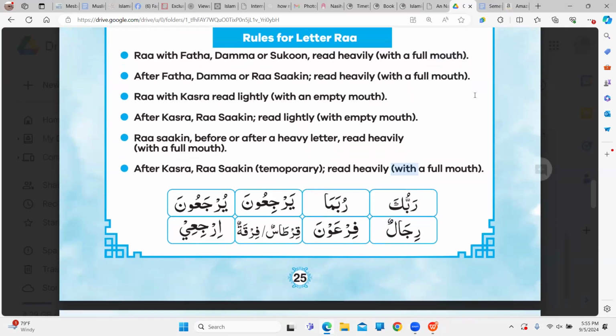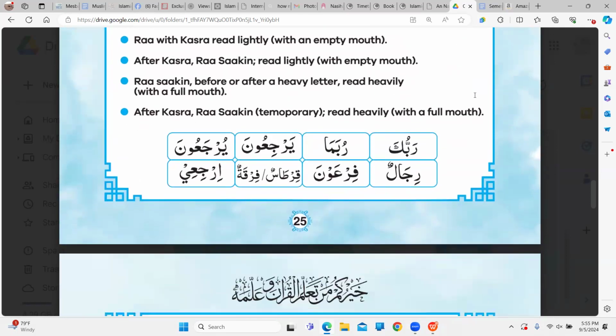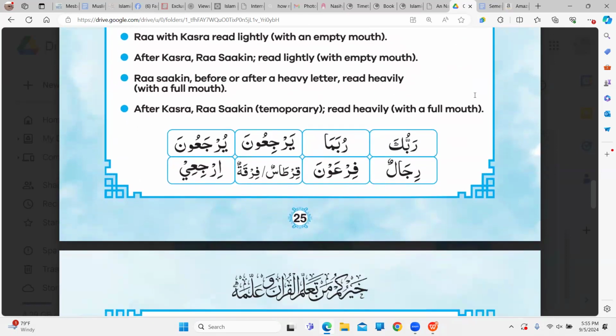Okay. So then you have ra sakin before or after a heavy letter. Anyway, this ra sakin is actually a hard concept. So I think that you will have to eventually do more and more examples before they fully grasp it. But for now, you can just mention some basic points. When is ra full? When is ra empty?